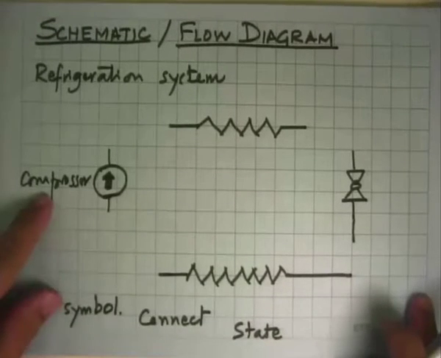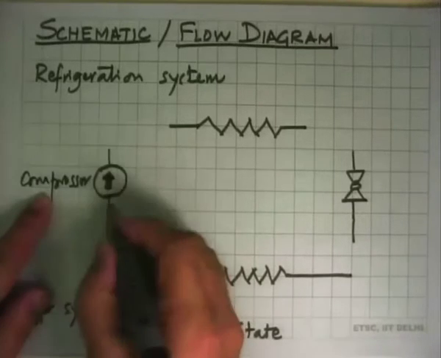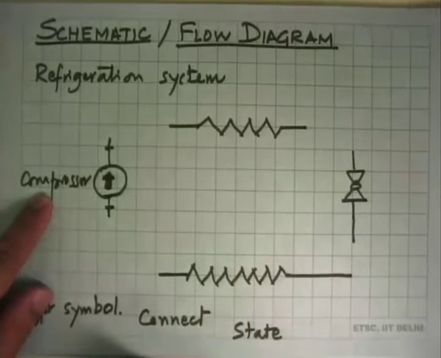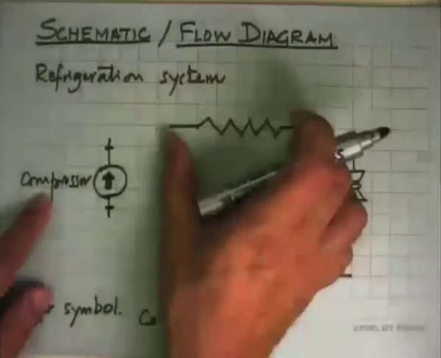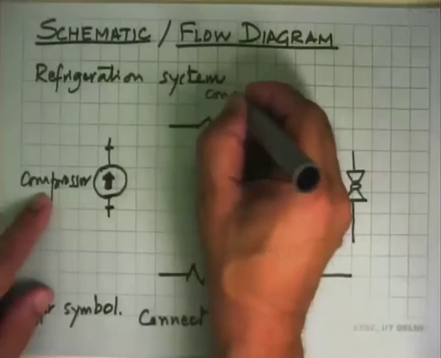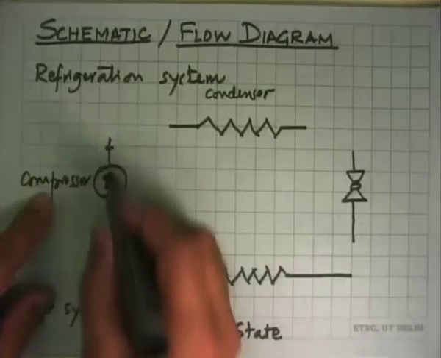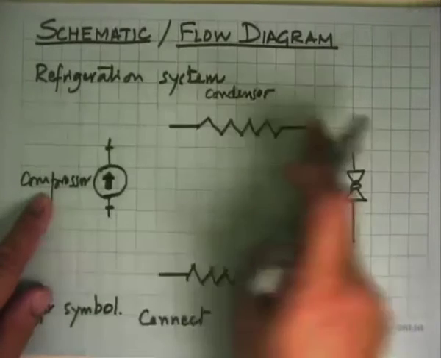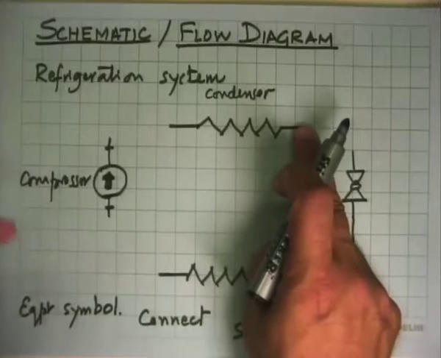And as the name suggests, it takes in low pressure vapor and produces high pressure vapor. In the process, the temperature also goes up. The second device we have is the condenser, where we condense vapor to a saturated liquid or slightly a subcooled liquid.